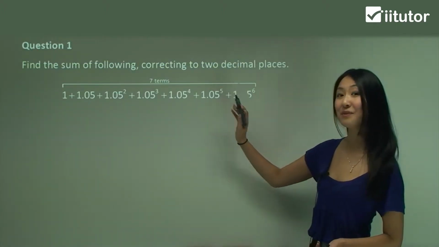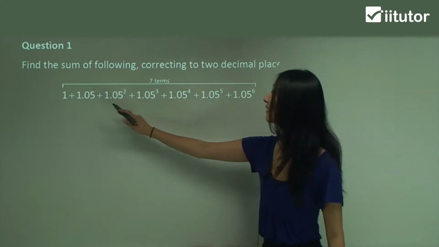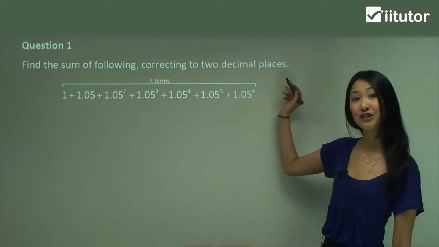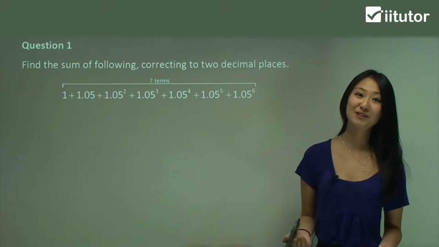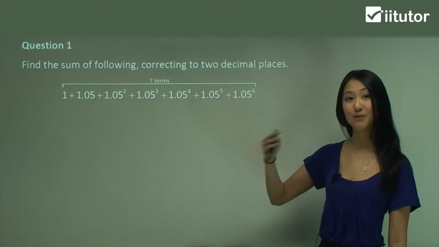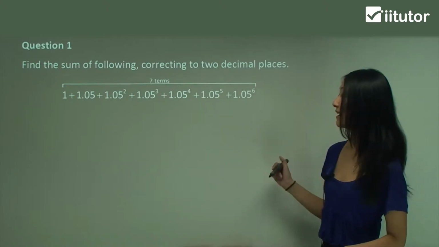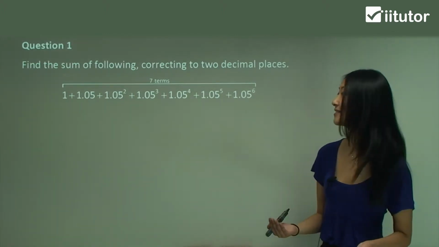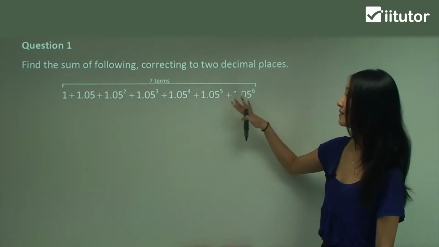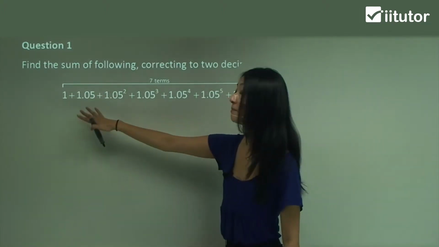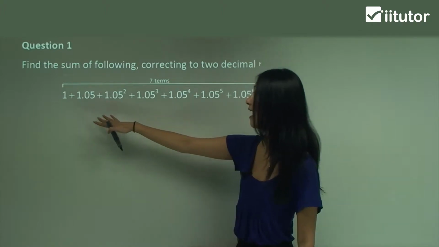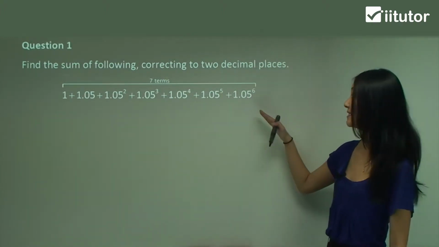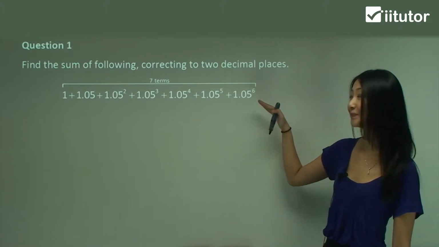In question 1, we have this series here, and we want to find the sum of this series, correct to 2 decimal places. And why we're doing that is because in time payments we'll be working with money, and money, as we're used to, is always going to be to 2 decimal places. Okay, so looking at the series on the board, we have 1 plus 1.05 plus 1.05 squared, so on, until 1.05 to the power of 6.